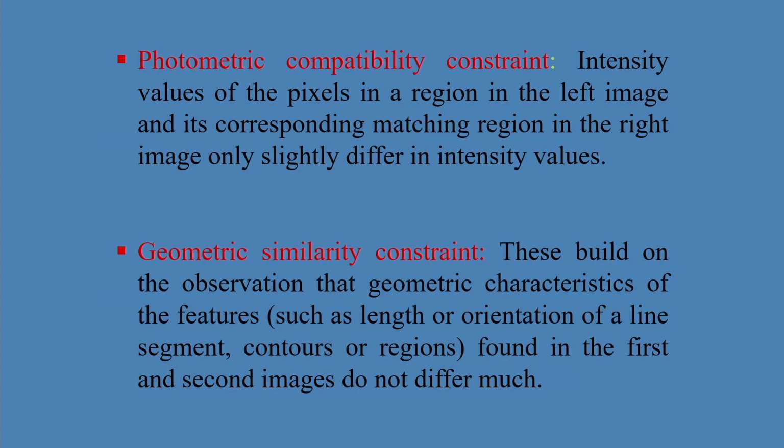Another one is the geometric similarity constraint. As per this constraint, the observation is mainly that geometric characteristics of the features, something like the length and orientation of a particular line, contours, regions found in the first and the second images do not differ much. So, features which are available in the first image and the features which are available in the second image do not differ much. That is the geometric similarity constraint.